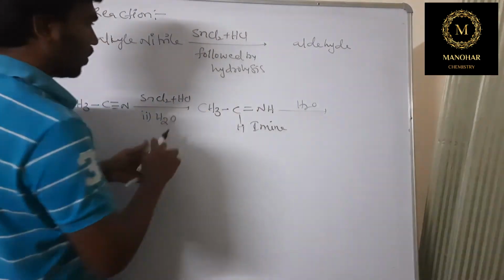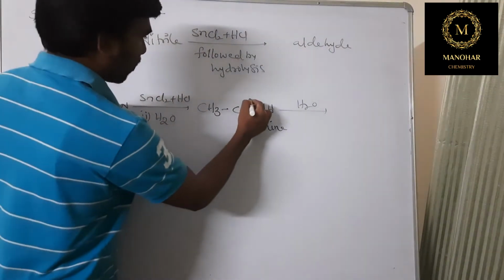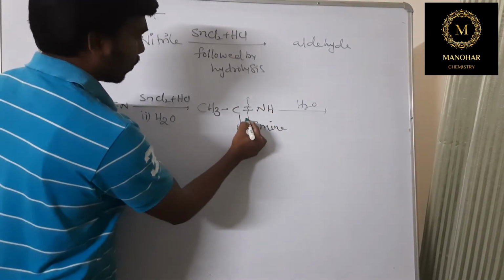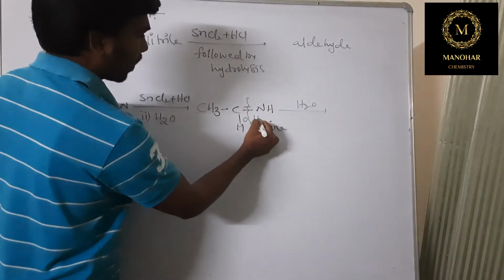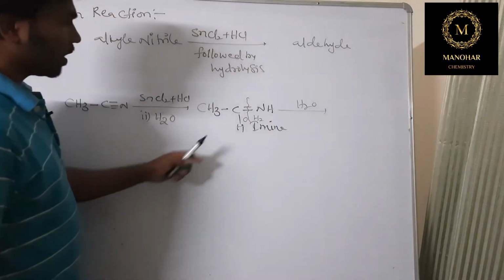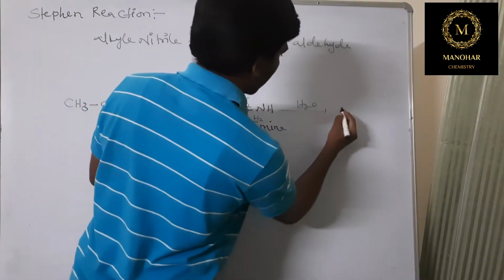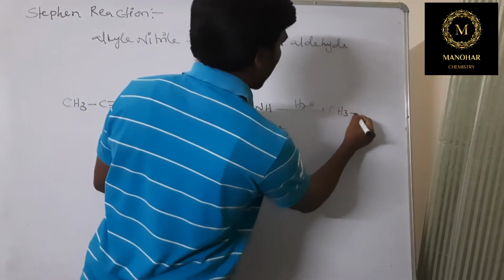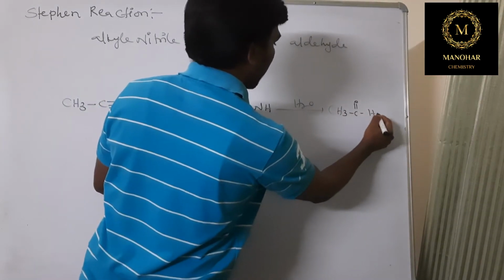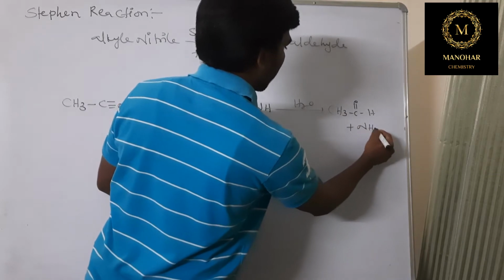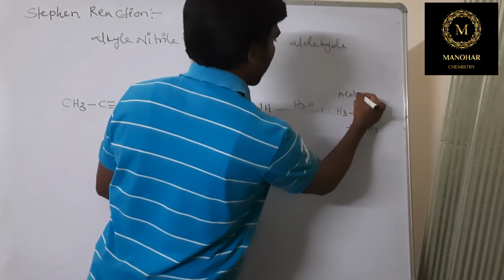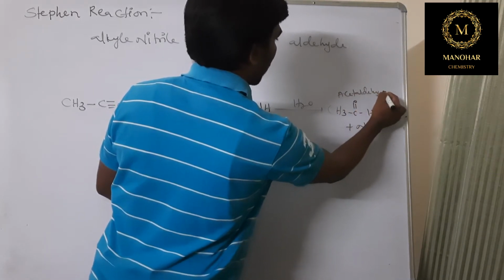So this imine undergoes hydrolysis, this imine will react with water. When it reacts with water, the bond is going to cleave like this. Here you have to add oxygen, here we have to add hydrogen, here we have to add oxygen, here we have to add hydrogen. Then the final product is CH3 C double bond O H plus NH3 it will form. So acetaldehyde will form, and ammonia will form.